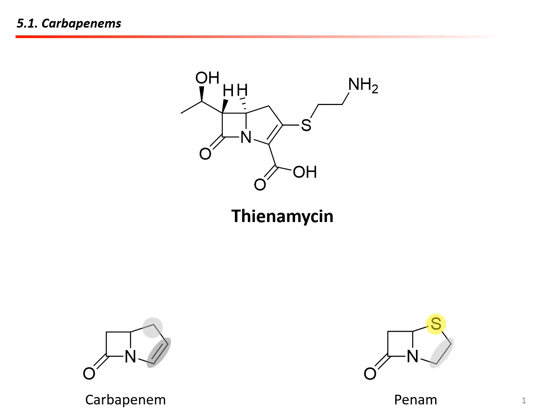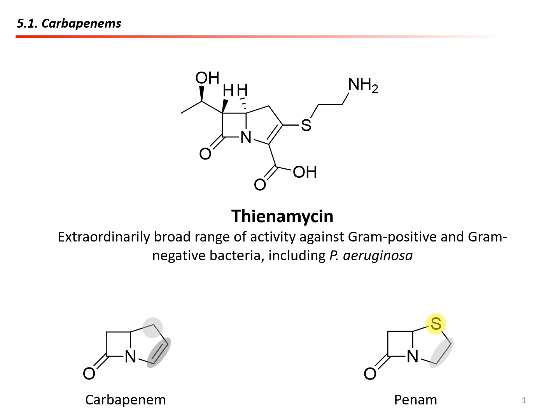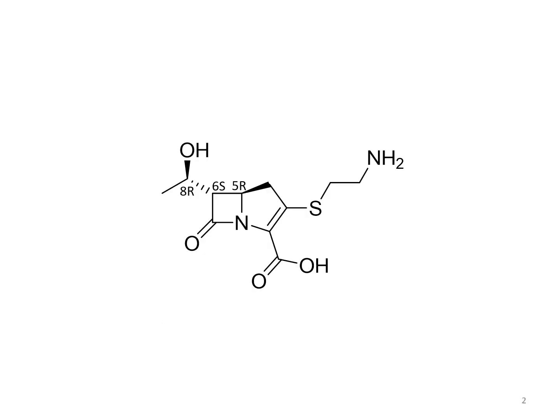Thienamycin had the best qualities desired in an antibiotic, an extraordinarily broad range of activity against gram-positive and gram-negative bacteria, including Pseudomonas aeruginosa, and high stability against the deactivating beta-lactamases. Comparison between the penam and carbapenem rings indicates a higher ring strain in carbapenems, which leads to increasing the electrophilicity and consequently the reactivity of the beta-lactam.